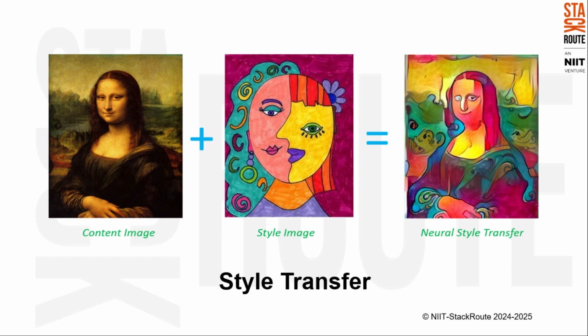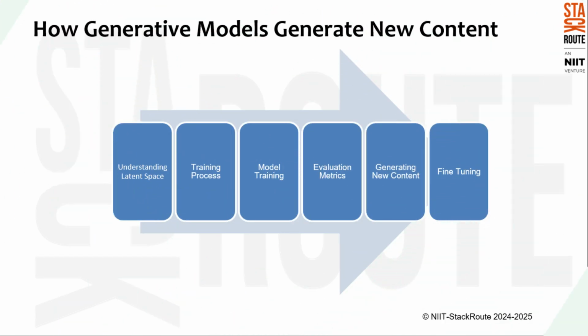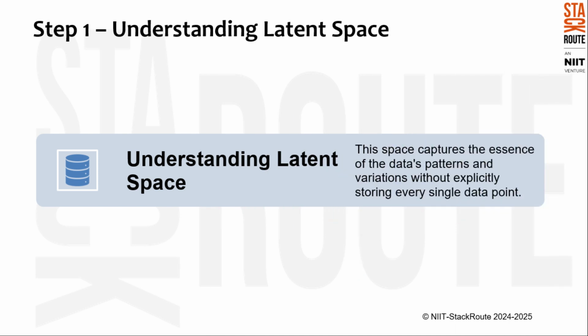Next, let's explore how generative models actually generate new content. Understanding this process will give us deeper insights into the magic behind these remarkable applications. Now that we've seen where generative AI is applied, let's explore how these models actually create new content. It's a fascinating process that involves understanding latent space, the training journey, and how data is harnessed to produce realistic outputs. First up, understanding latent space.